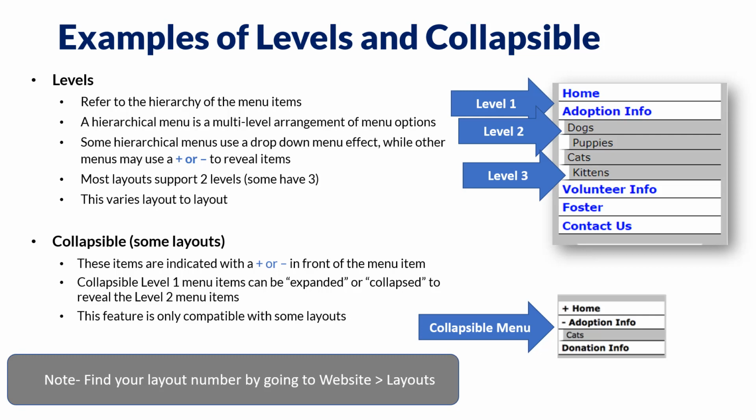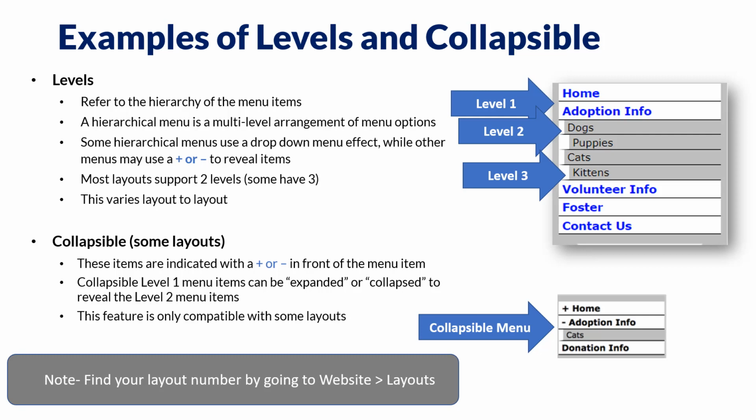Now, collapsible refers to menu items that can be revealed or hidden like an accordion. Collapsible menu items are only compatible with some layouts and may be indicated with a plus or minus in front of the menu item. This type of menu allows a website visitor to hide or unhide menu items, and then these menu items will remain shown or hidden to the website visitor until they change this. Remember, both levels and collapsibles are options and vary by layout. You can find what layout you're using by going to Website and Layouts.